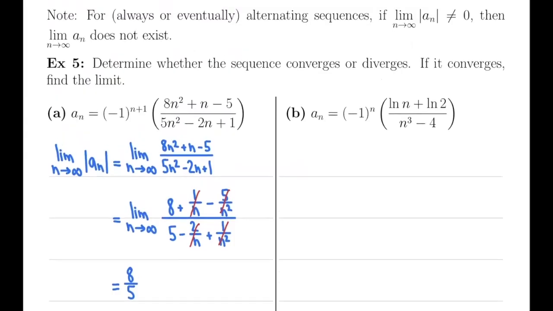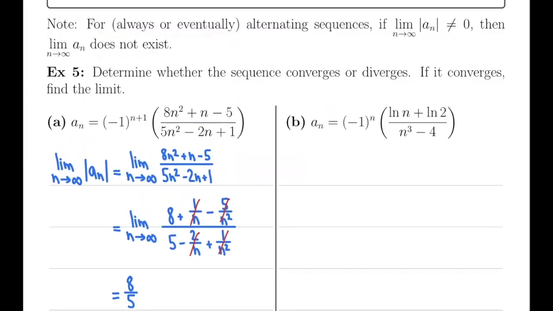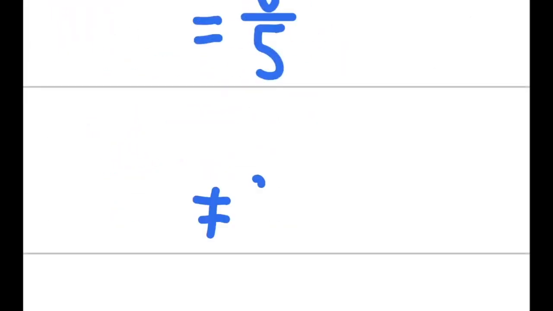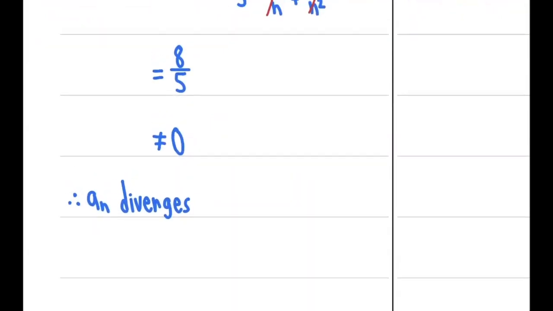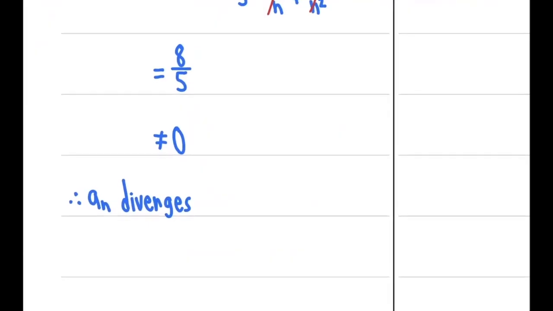So that means, based on this little note here, that the limit of a sub n without the absolute value does not exist, because the limit of the absolute value of a sub n as n approaches infinity is not 0. Oh, that's the first time I've seen the intuition for why that's true. Okay, good. Yeah, so since this limit does not equal 0, therefore a sub n diverges. Again, it's bouncing between 8 over 5 and negative 8 over 5 as n approaches infinity, so it's not approaching a single value.